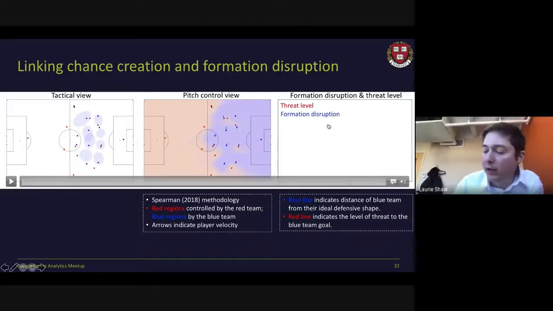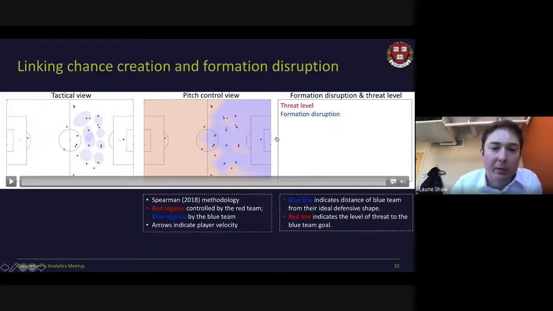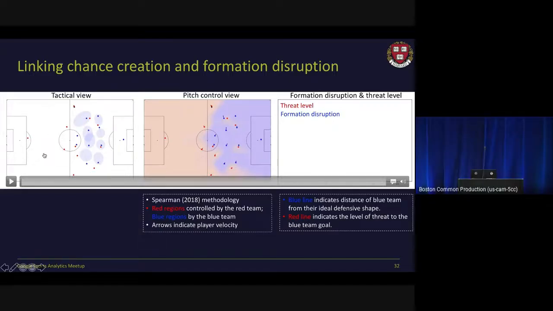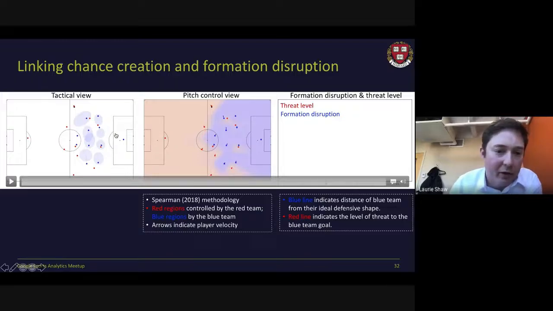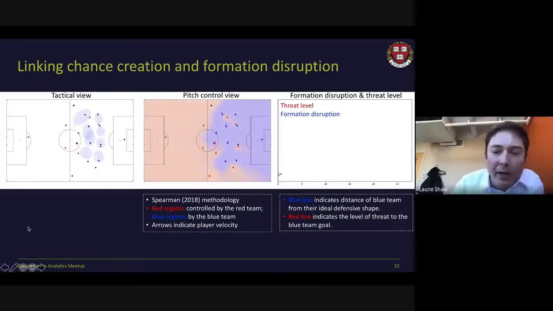The right-hand panel is going to show you a time series of the degree of formation disruption in blue, so how disruptive the blue team's defensive formation is, and the degree of attacking threat from the red team in red. And on the left-hand side, you see what I call the tactical view, and here that indicates the formation of the blue team, at least the 2 defensive lines and the 2 forwards, and where the individual lines connect the players to show how far the players are out of position. So I'll play that forward.